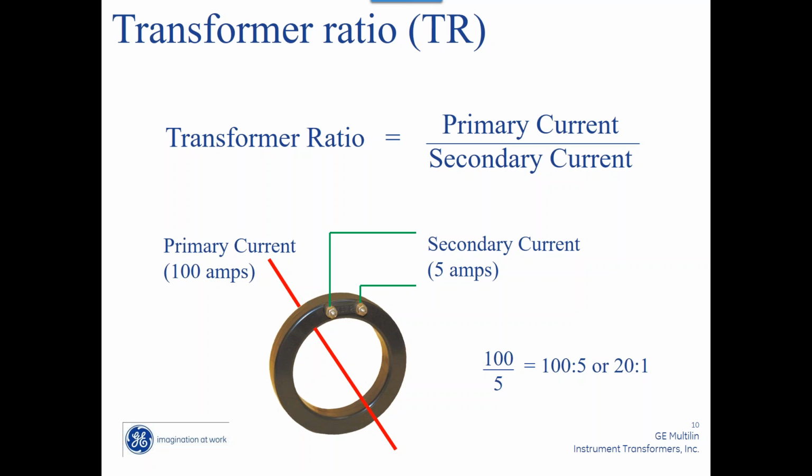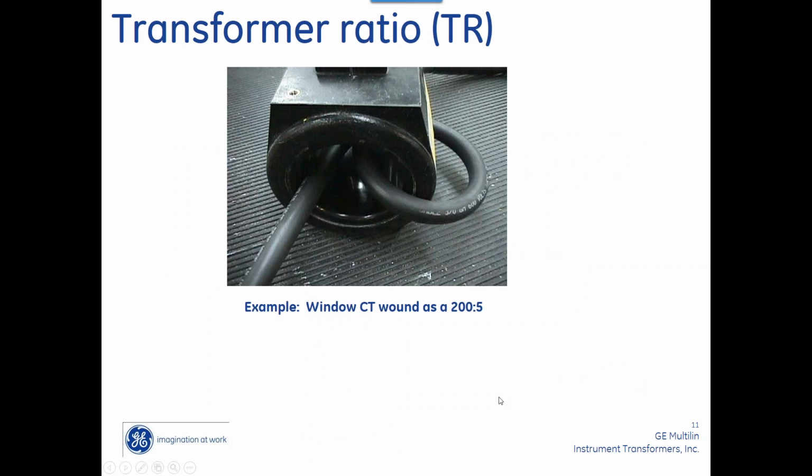1 amp. Very good. So if somebody just tells me it's a 20 to 1, I need to go find out, do they want a 5 amp secondary or a 1 amp secondary? In the US, 99% of the time, you're going to see a 5 amp secondary. So 100 to 5, which is a 20 to 1 ratio, is the same thing.